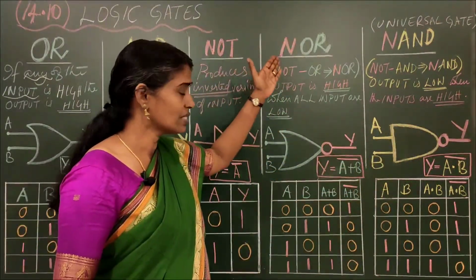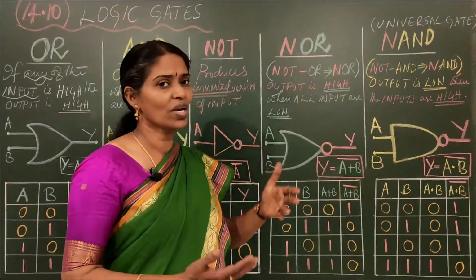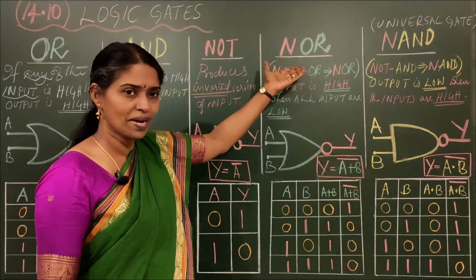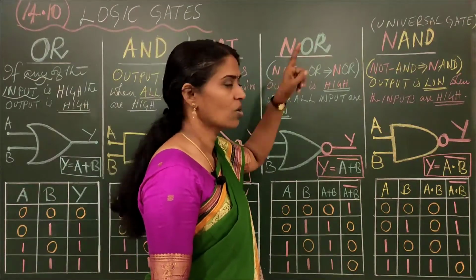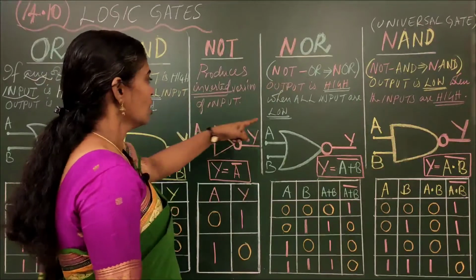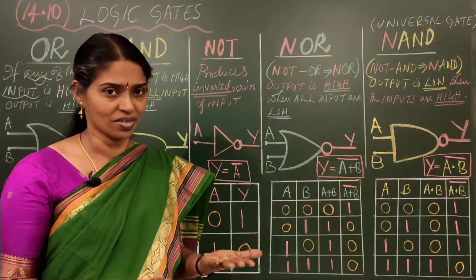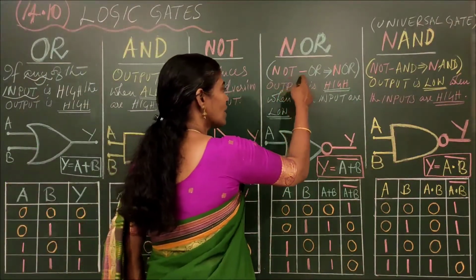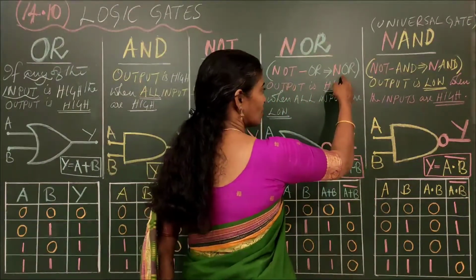As the name suggests, you can understand. I have written in the same colors: NOT and OR. Which is NOT? This is NOT. Which is OR? This is OR. Put together you will get NOR. Very simple. NOT and OR gives you NOR.